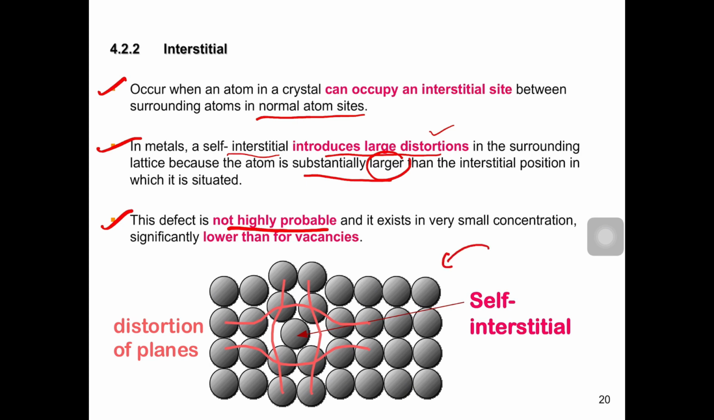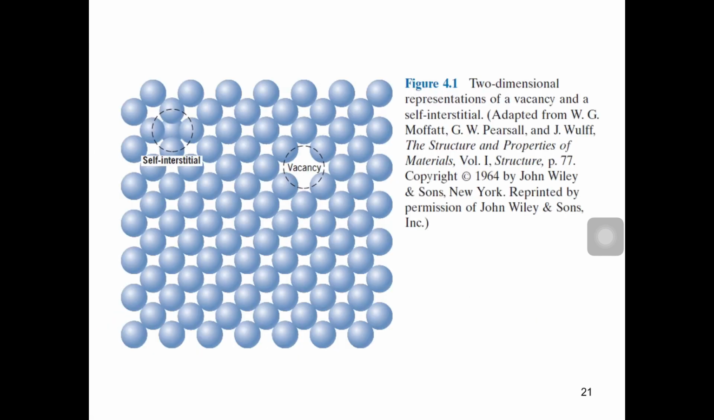You can see from this diagram that the surrounding atoms are not in the right plane, the right column, because they will distort our plane. So you have to remember what the interstitial defect is. We can see here there are two types of point defects. The first one is a self-interstitial and the second one is a vacancy. If you have to draw the diagram, you have to draw something like this.